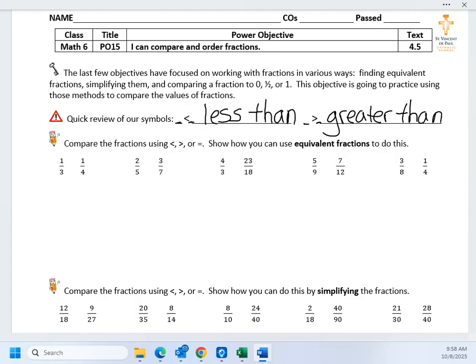Show how you can use equivalent fractions to do this. So this is key. We need to show our equivalent fractions. So that means we are not just writing the symbol. On the test, if it wants you to do more, you have to show more.